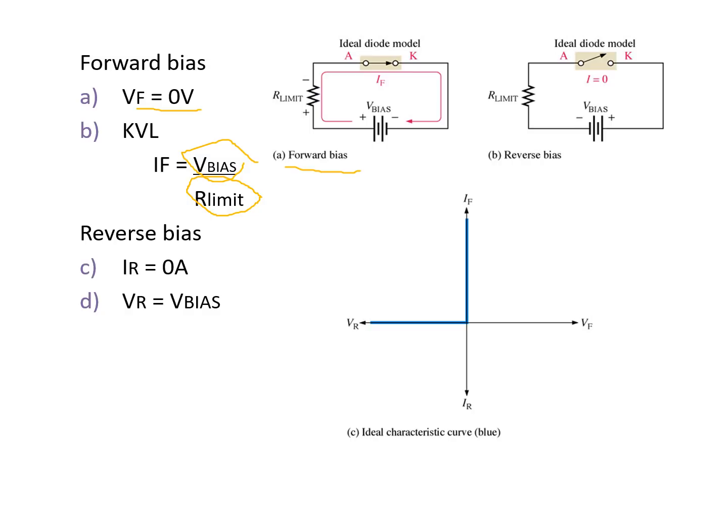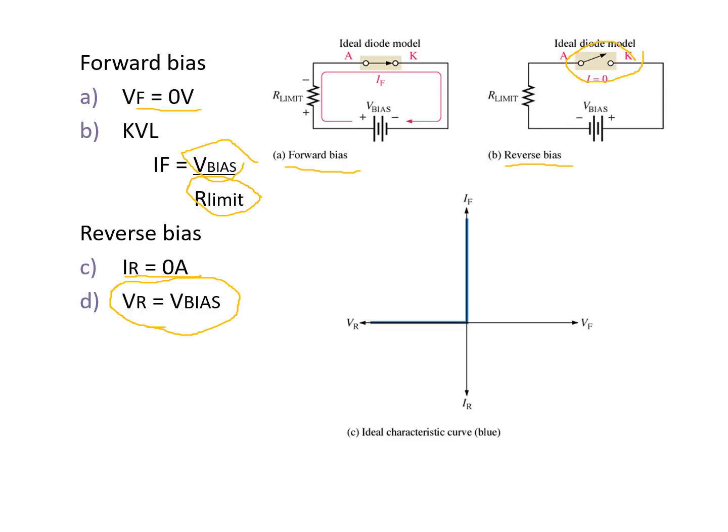Now when the diode is reverse biased, it ideally acts like an open circuit or off switch. Open circuit, I equals 0. The reverse current is assumed to be 0 and the reverse voltage equals the bias voltage. So VR, the voltage across the diode, is equal to V bias.